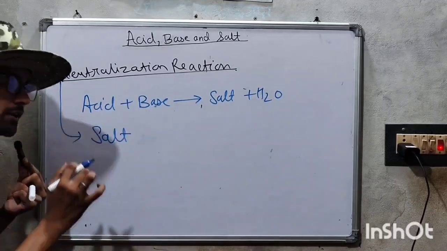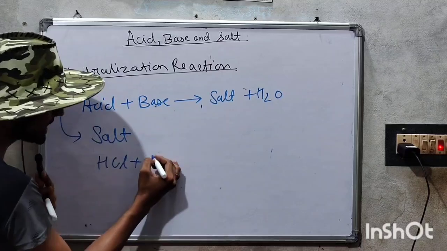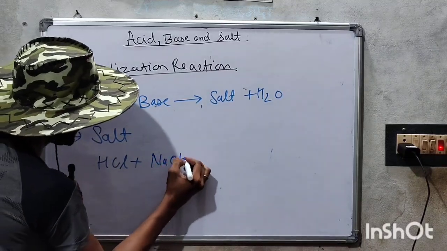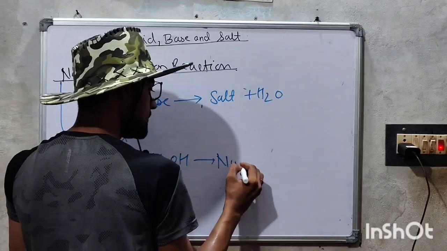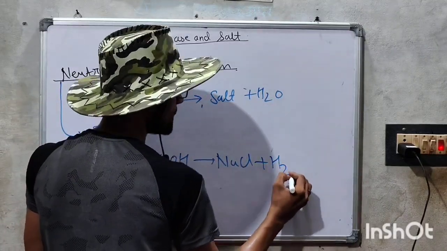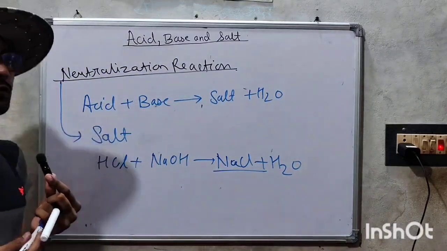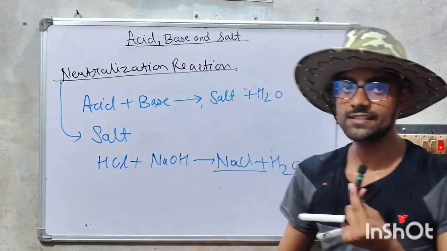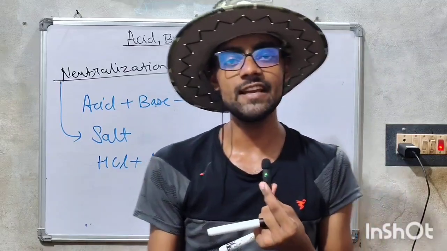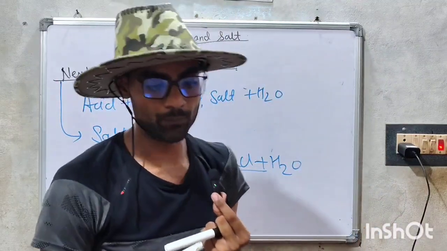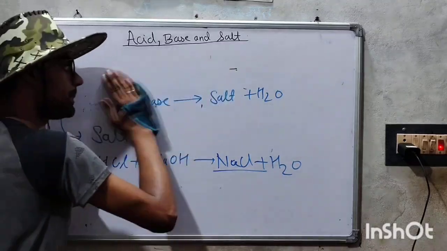For example, if we take the acid HCl and the base NaOH, from there we will get NaCl plus H2O, and in this NaCl we obtain the salt. So this is what we have discussed about the neutralization reaction: an acid reacts with a base, and it gives salt plus water. And now we will discuss the pH scale.